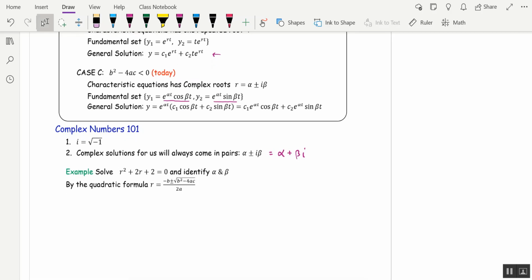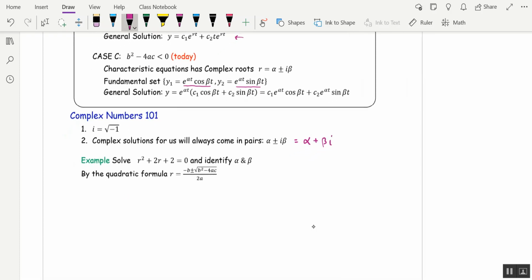Suppose we want to solve the quadratic equation r squared plus 2r plus 2 equals 0. So we try and factor it, and we don't get much luck, so we go ahead and use the quadratic formula, which I've written down for your convenience. In this case, r equals -2 plus or minus the square root of b squared, that's 4, minus 4ac, 4 times 2 is 8, over 2a. A is 1, so this is over 2. So that's -2 plus or minus the square root of -4 over 2.